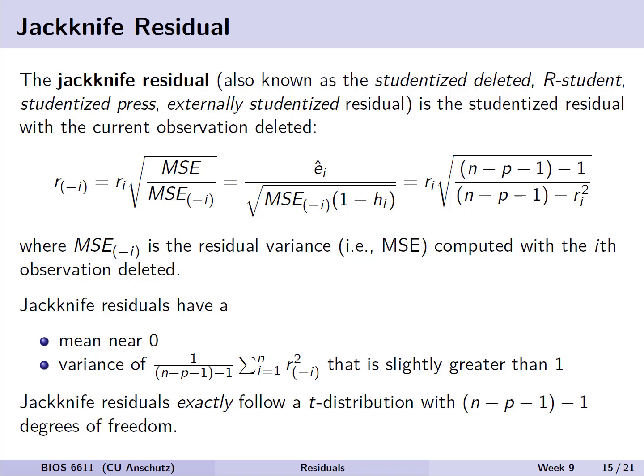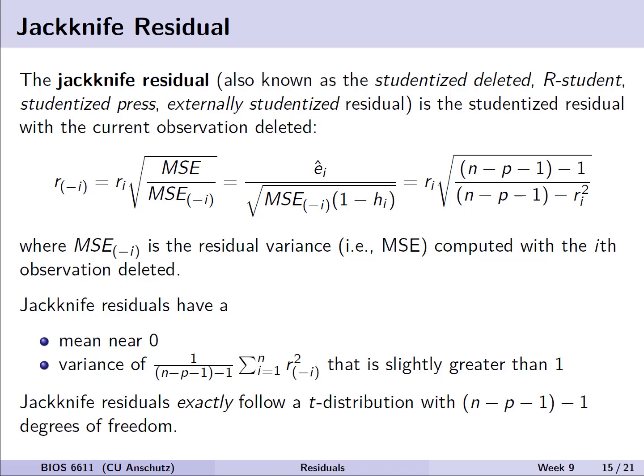And this leads us to the jackknife residual, which may be the crowning champion for the most names for a term that we have this semester. They're also known by studentized deleted residual, R-student residual, studentized PRESS residual, externally studentized residual, and probably some more names as well that we don't have on the slide.